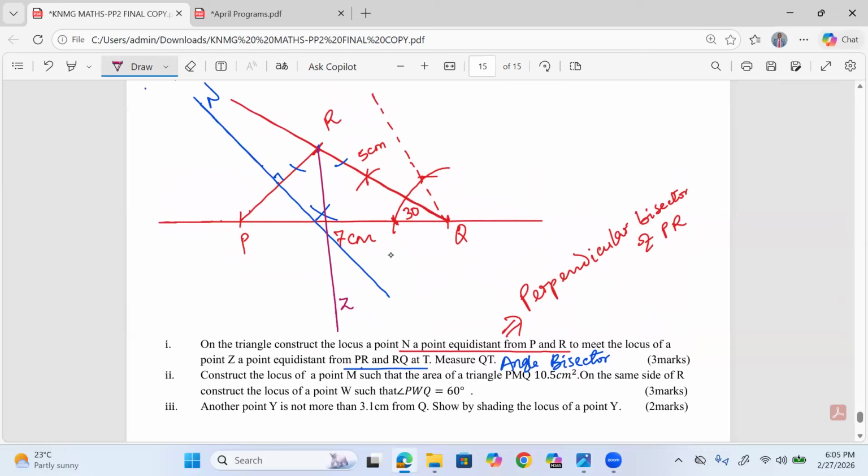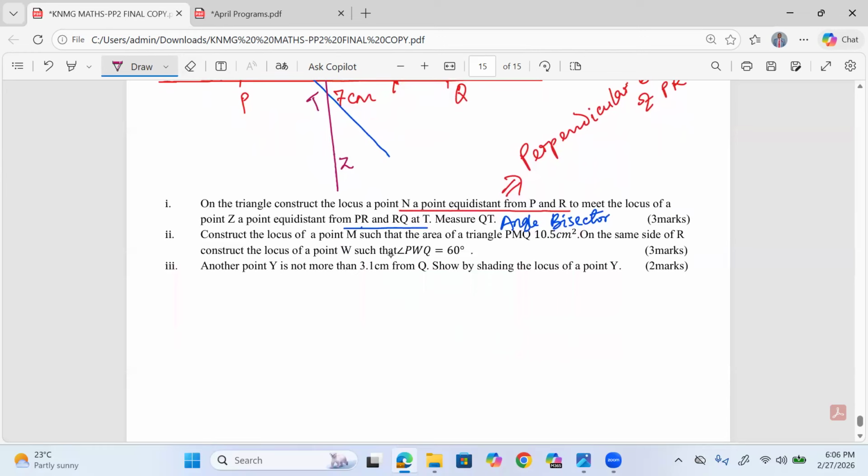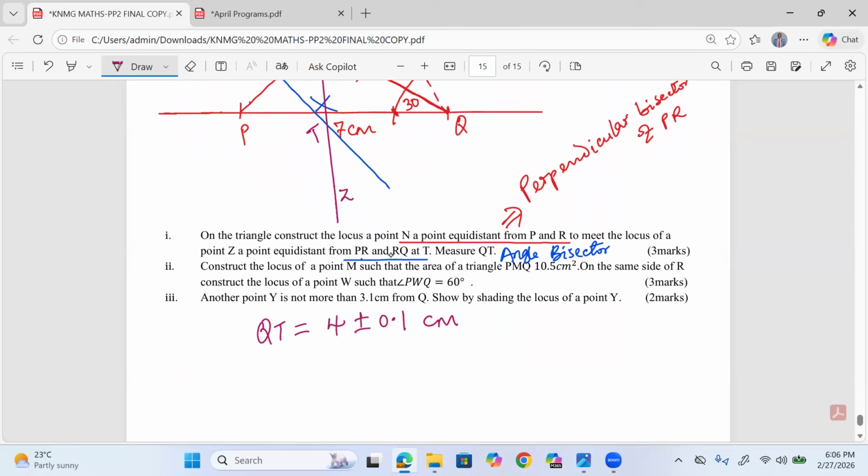PR and RQ, so we have them meeting at T. Then when they meet at T, we measure Q to T. Then from Q to T, you need to stand there using a divider. You stand at T, you open it to Q, then you transfer it to the ruler. So Q to T is exactly 4 centimeters. So you can have 4 plus or minus 0.1 centimeters. So the people with 3.9, others 4.1, we shall consider them after measuring that.